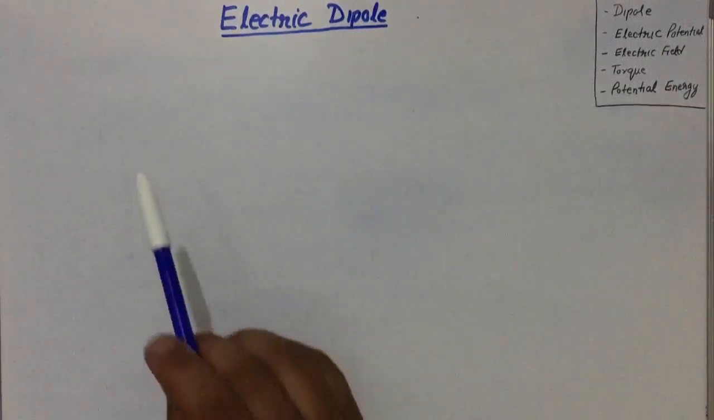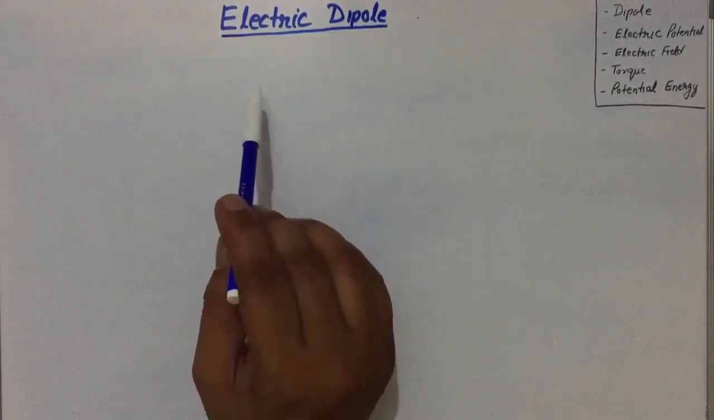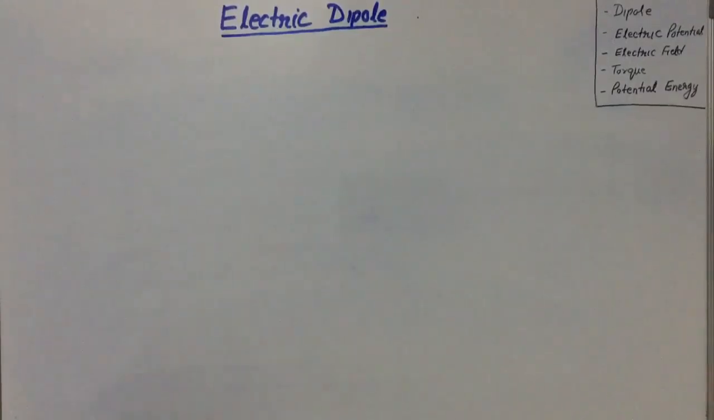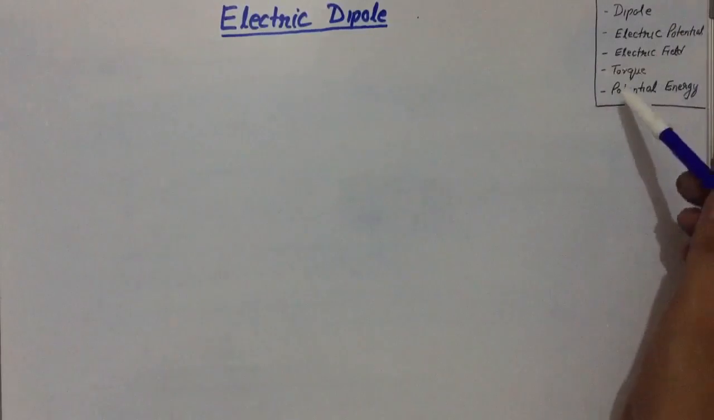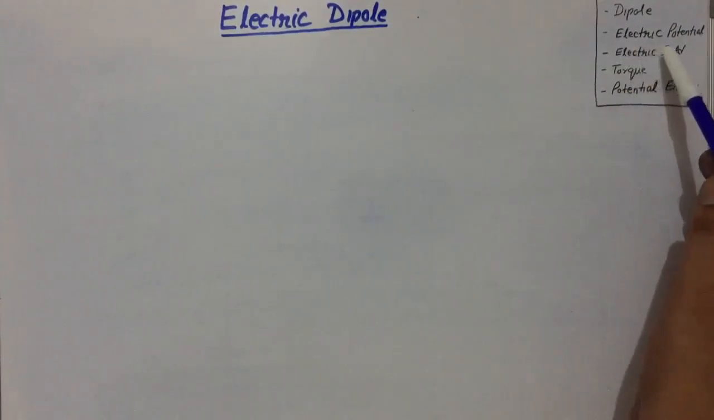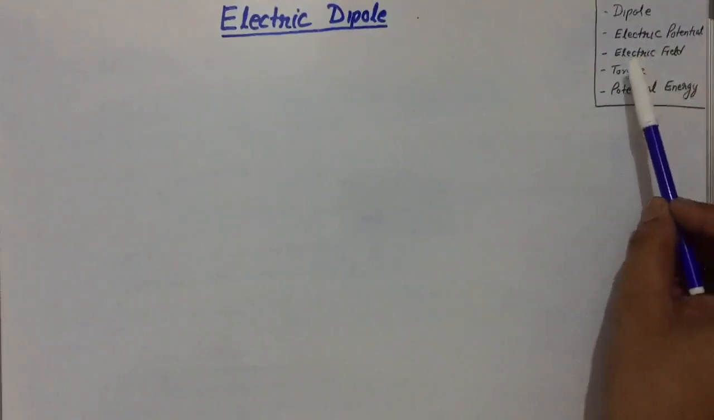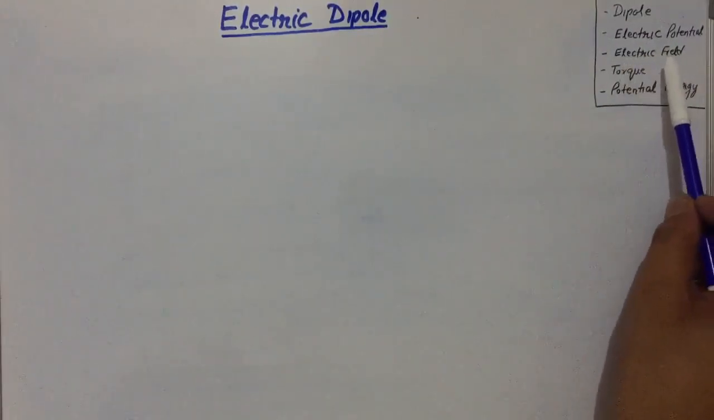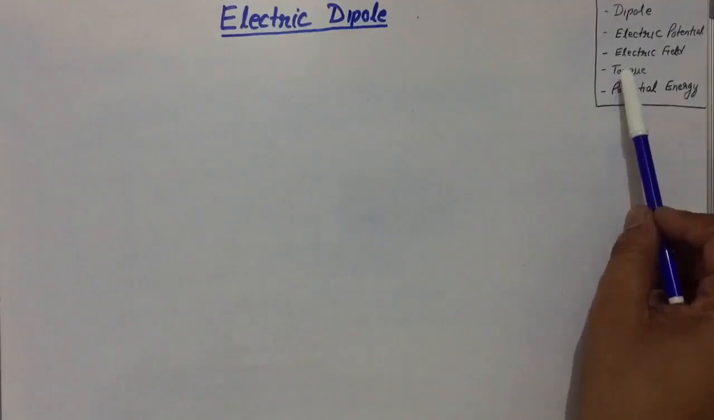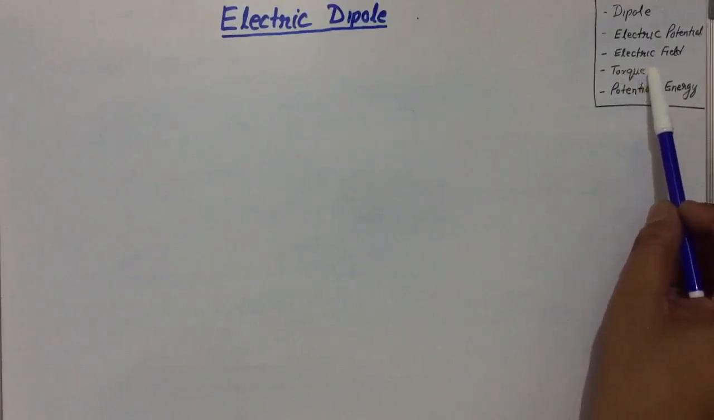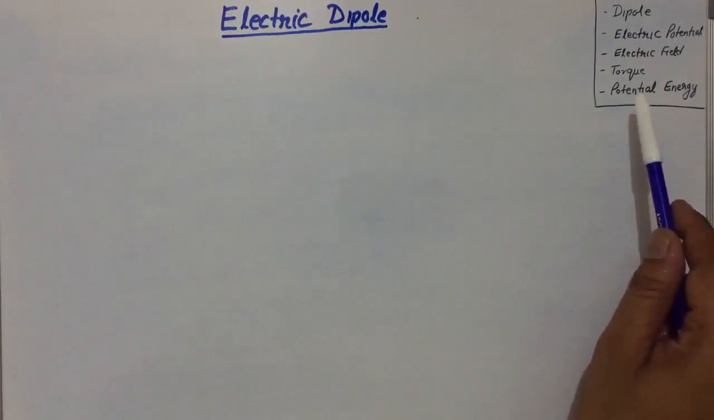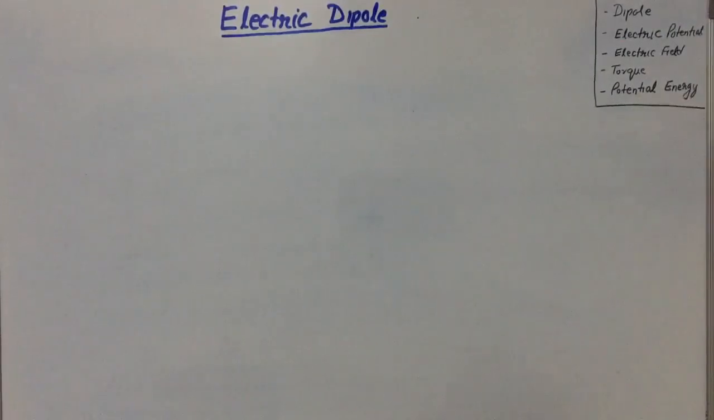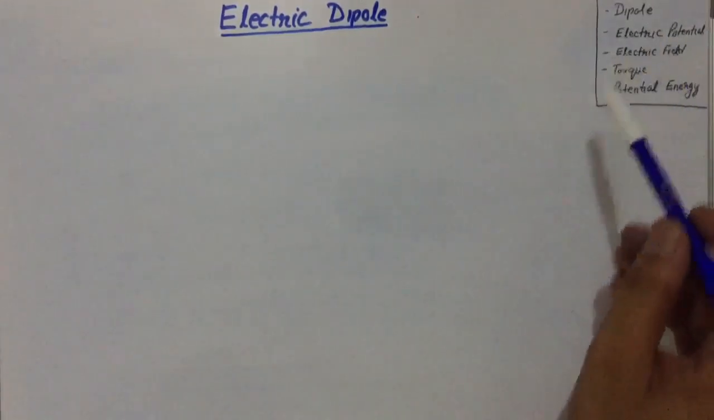Hello students, today we will discuss the electric dipole, in which we will see what electric dipoles are, what the electric potential due to a dipole system is, what the electric field due to them is, the torque on the dipole when it is placed in an electric field, and the potential energy due to an electric dipole. So today we will discuss all of these one by one.